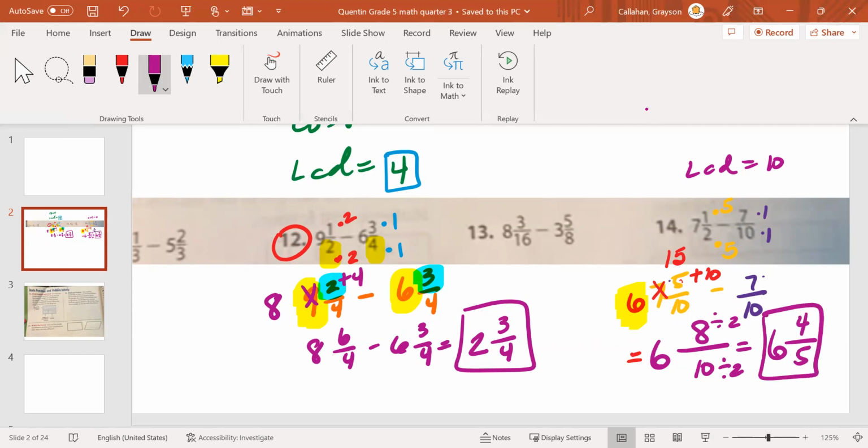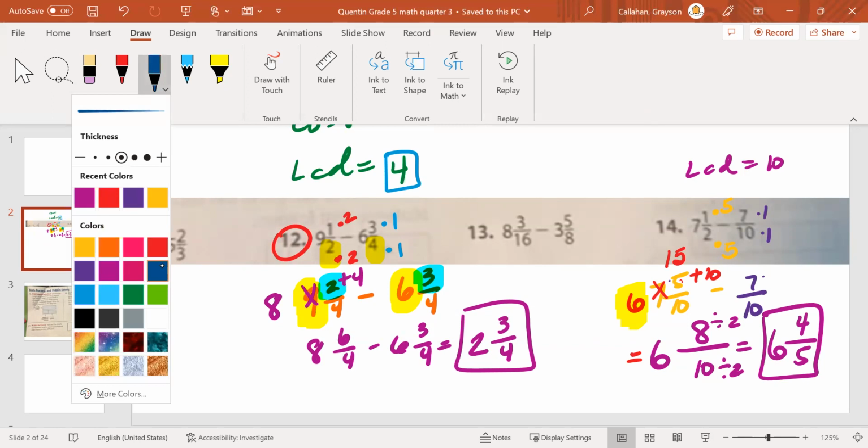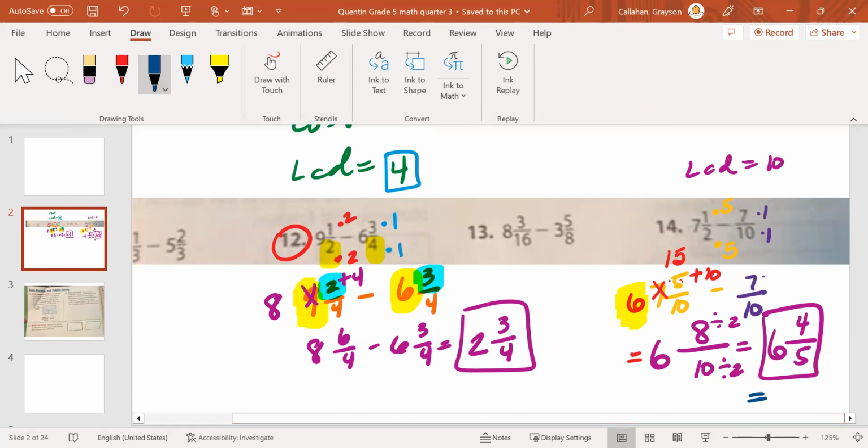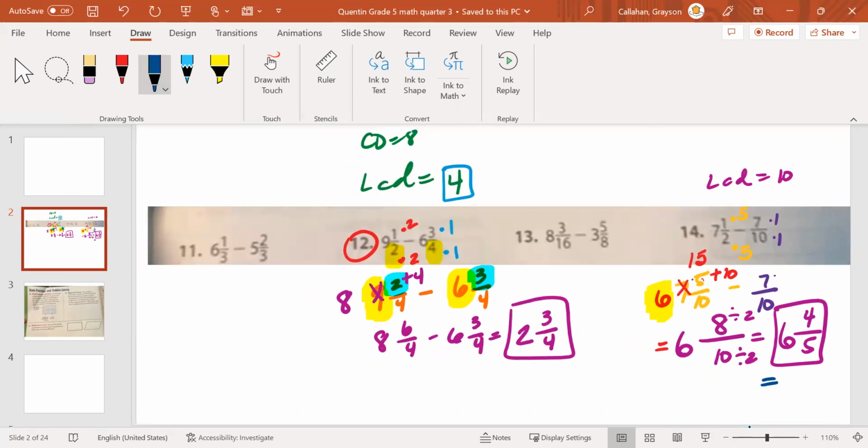Okay. If I were to write this into an improper fraction, what would that look like? If I were to go ahead and write this into an improper fraction, what do you do? 6 times 5, and then? Good job. Okay. All right. Now let's go back over here.